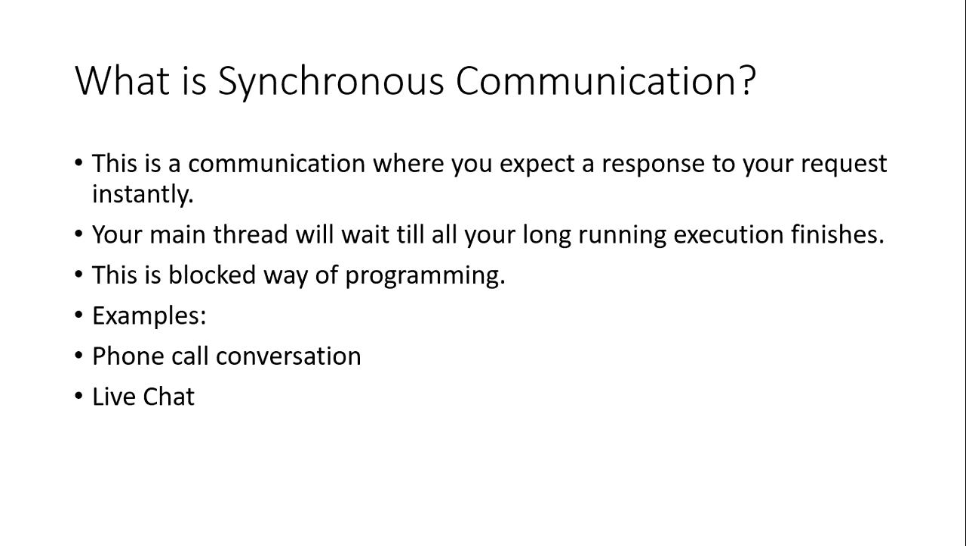Now you want to execute process 1, process 2, process 3. Process 1 takes 10 seconds, process 2 takes 20 seconds, process 3 takes 30 seconds. So 10 plus 20 plus 30, total 60 seconds. There is no other way. The main thread has to wait until it finishes process 1 for 10 seconds, process 2 for 20 seconds, and process 3 for 30 seconds, and finally it will return the response back to the client. Until then, the client has to wait. So this is the way of synchronous communication.